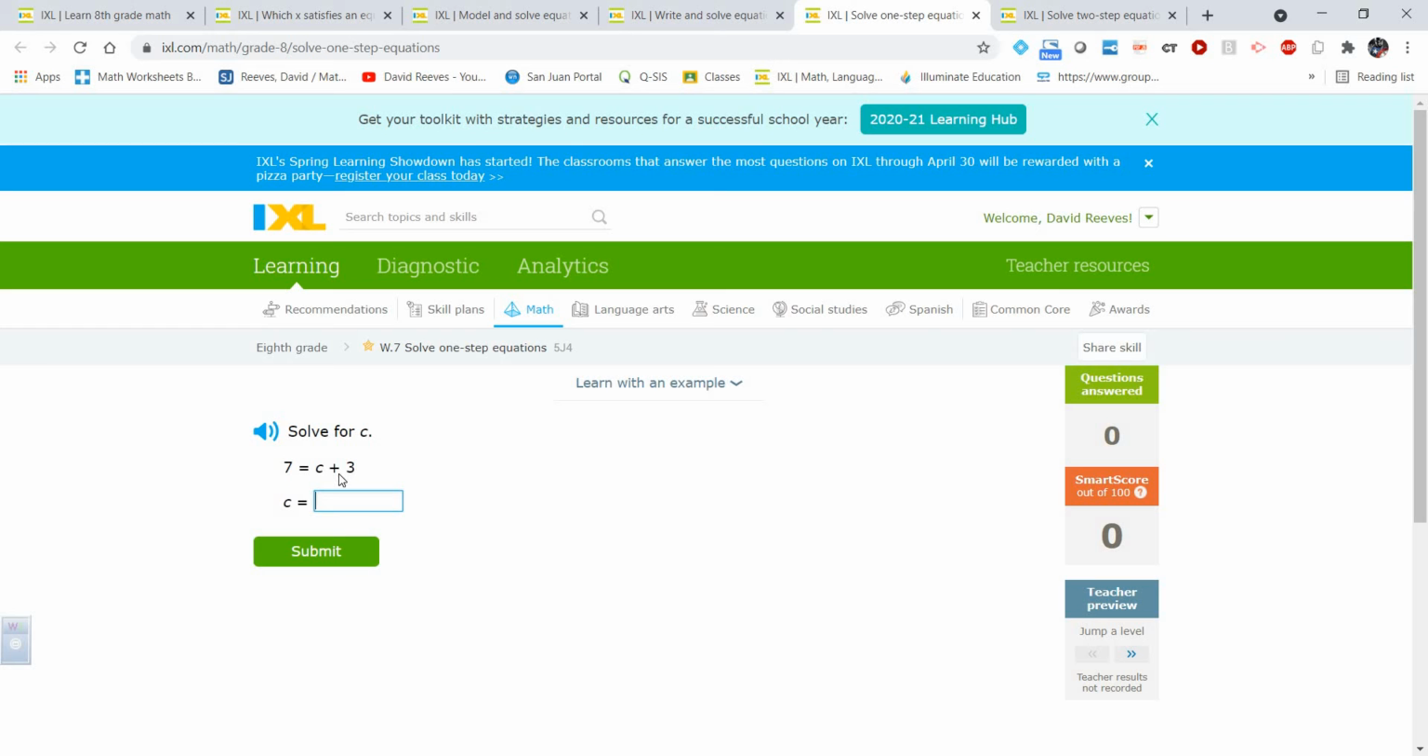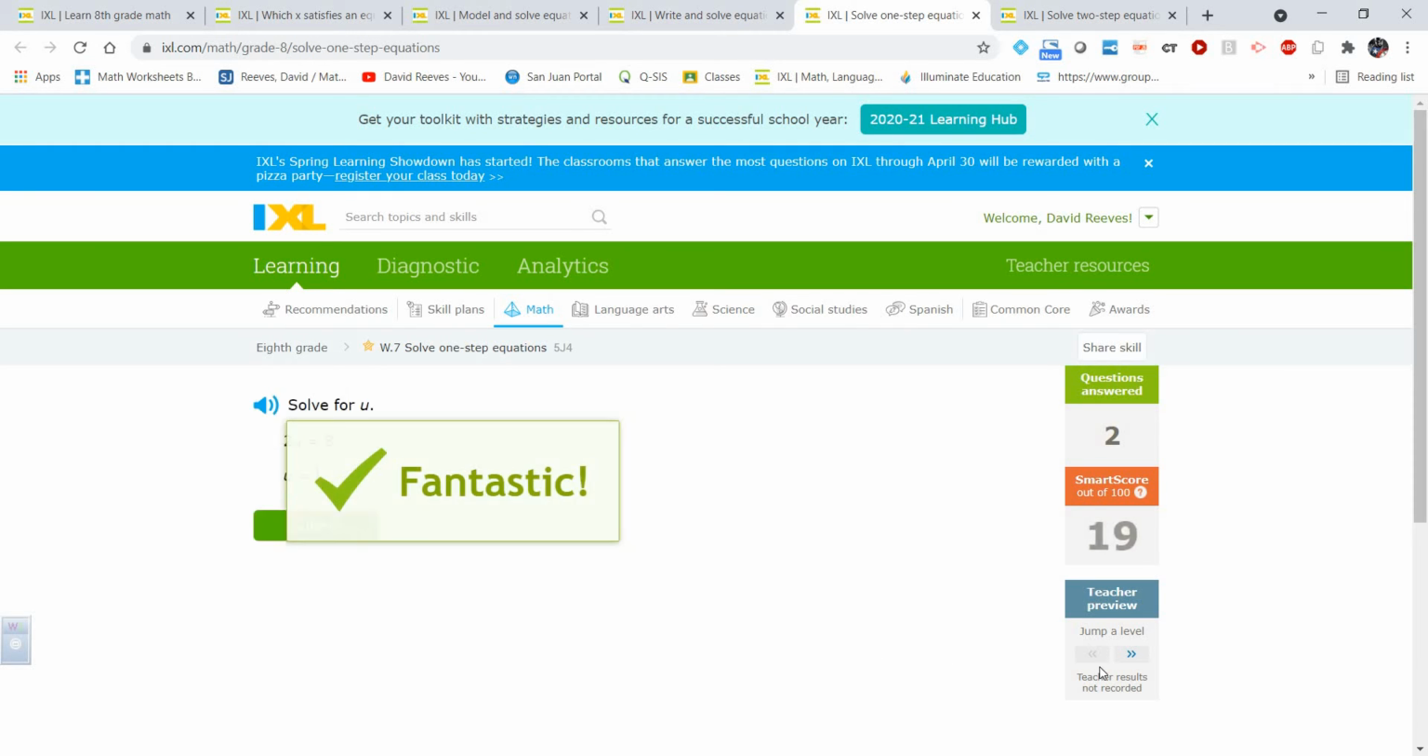All right, something plus 3 is 7, so I'm going to subtract. 7 minus 3 is 4. Next problem. Y minus something is 4, so the inverse of subtracting 5 is adding 5. I'm going to go 4 plus 5 is 9. All right, 8 is equal to something plus 2, so I'm going to subtract that 2. 8 minus 2 is 6.